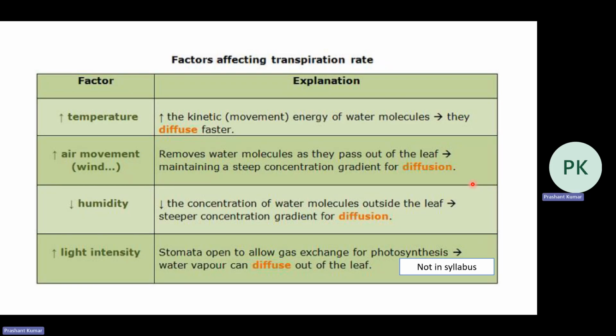Right? Let's see the factors affecting the transpiration rate. Temperature is going to increase. Of course, once temperature increases, the kinetic energy of the molecules will also increase and they will diffuse faster, right? Air movement increases and removes water molecules as they pass out of the leaf. That means diffusion is again working here. Humidity: low humidity means a lower concentration of water molecules outside the leaf, so a steeper concentration gradient for diffusion.